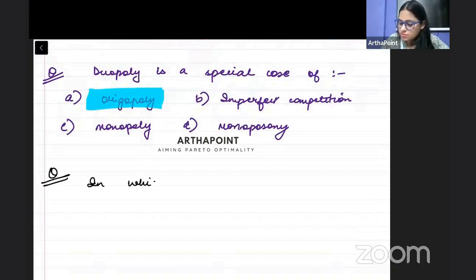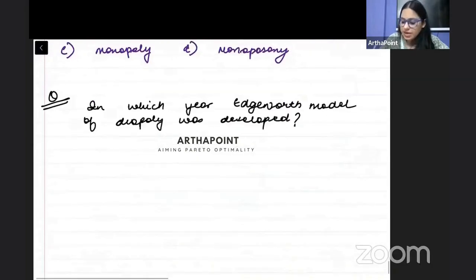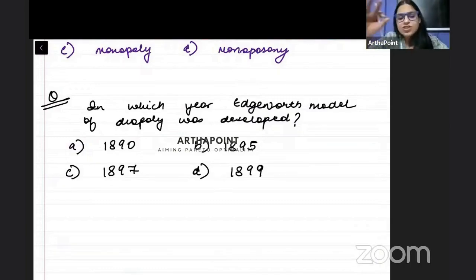In which year was Edgeworth model of duopoly developed? किस साल में हमने Edgeworth model को डेवलप किया था? Option number A, 1890. Option number B, 1895. Option number C, 1897. Option number D, 1899. In which year was Edgeworth model of duopoly developed? Out of these years, try to answer this question बेटा.